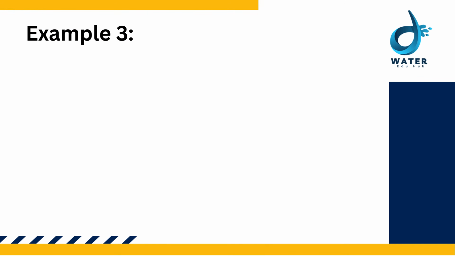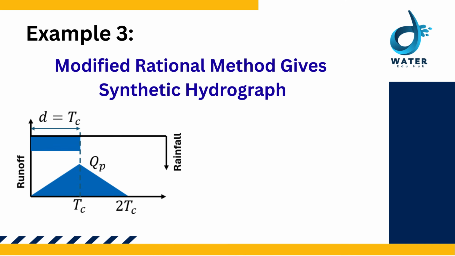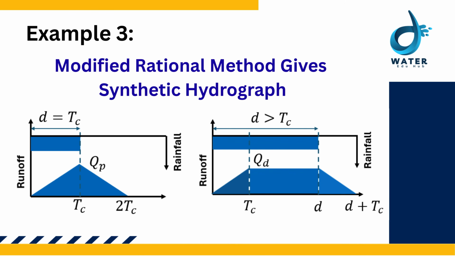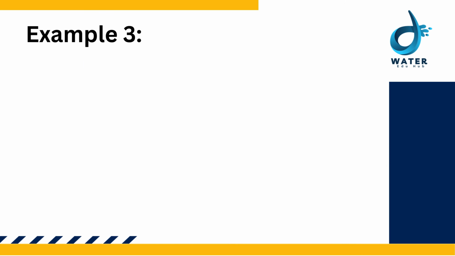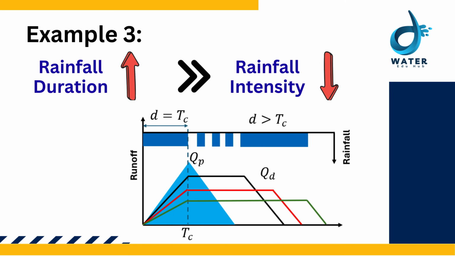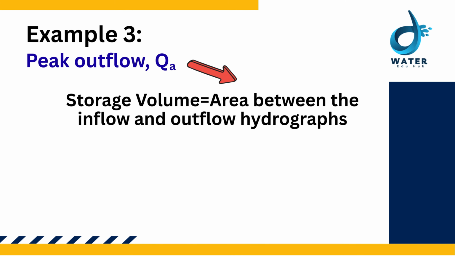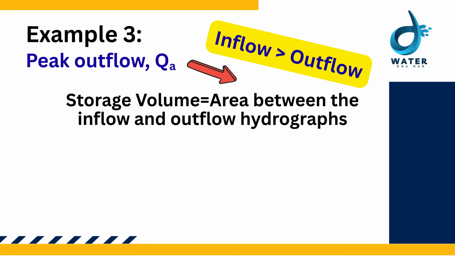As we learned in episode 1, the modified rational method assumes a triangular hydrograph for rainfall duration equal to Tc, while the shape becomes trapezoidal when D becomes larger than TC. By increasing the duration, intensity reduces and therefore peak flow QD will also decrease. Assuming a peak outflow of QA for the basin, the storage volume is the area between the inflow and outflow hydrographs when the inflow exceeds the outflow.